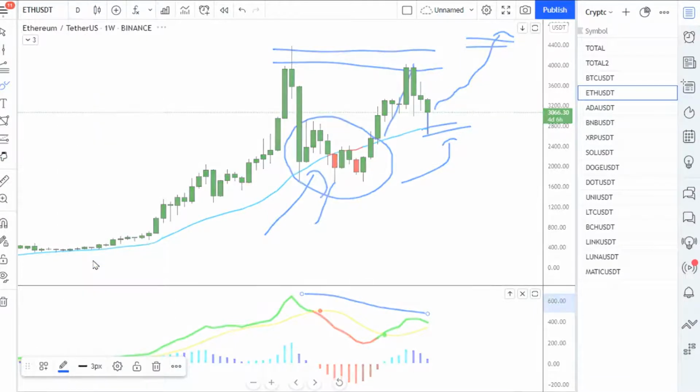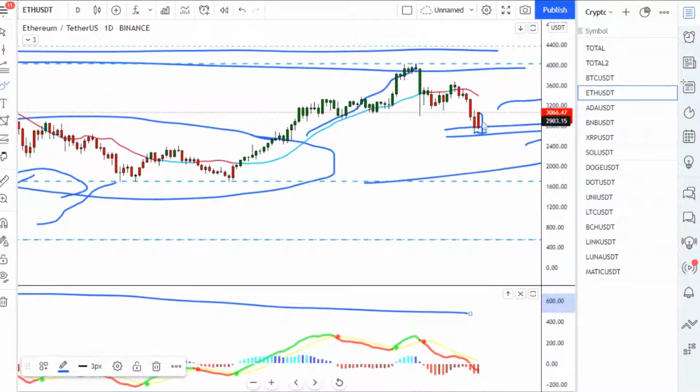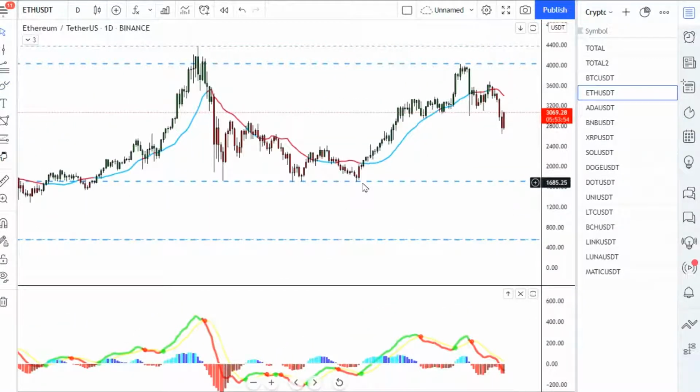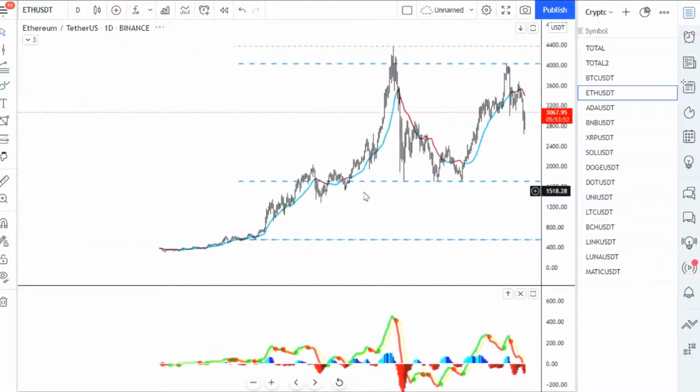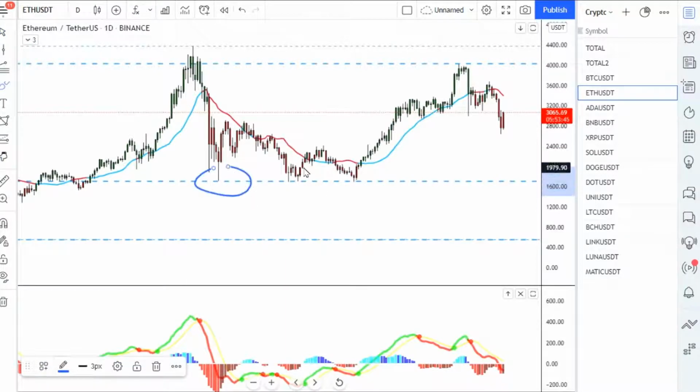If we go to the daily time frame, we start having a nice candle today. This is actually going up, so it's a green candle. Okay, guys. So basically, that was the 1600 previous support right here, one, two, three times.